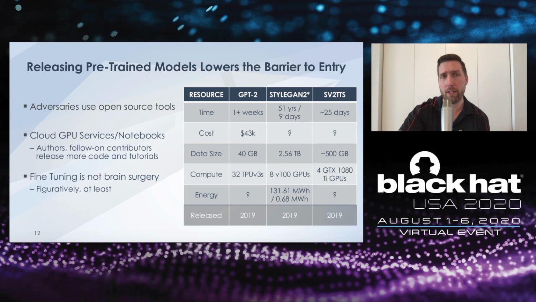To put this into perspective, we experimented with a pre-trained natural language processing neural net called Generative Pre-trained Transformer, or GPT-2, a pre-trained computer vision neural net called StyleGAN2, and a pre-trained text-to-speech neural net called Speaker Verification to Text-to-Speech Synthesizer, or SV2TTS. On the right-hand side, you'll see a chart showing these three networks that we'll dive deeper into on upcoming slides, followed by the self-reported resources that the authors used in order to develop their respective models.